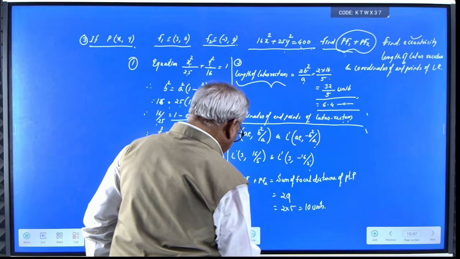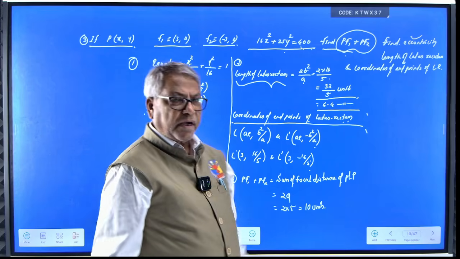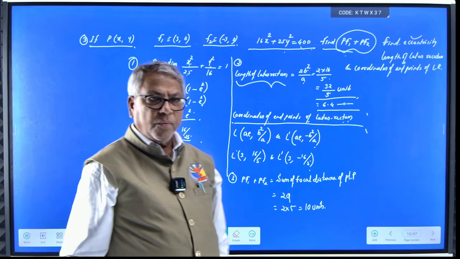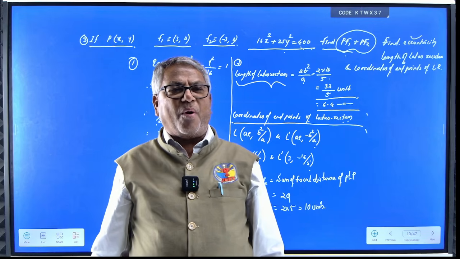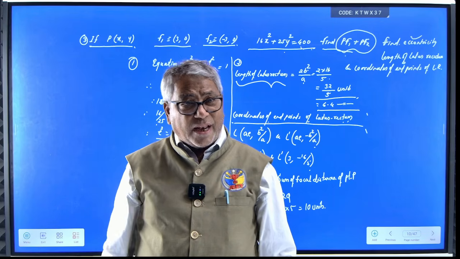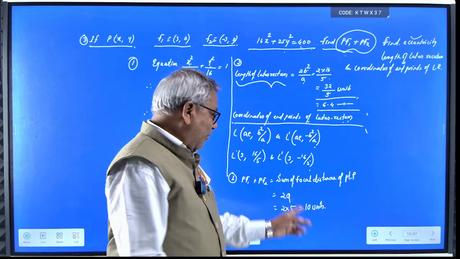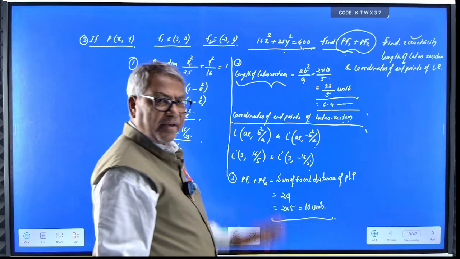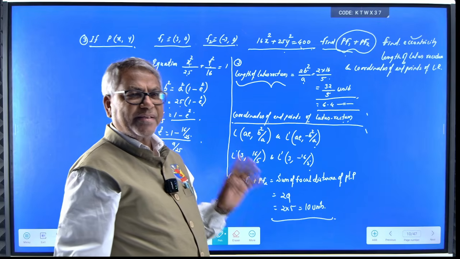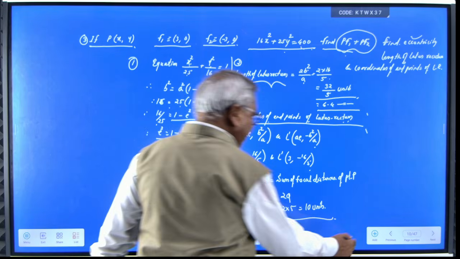PF1 plus PF2. What is that? The sum of the focal distances of point P. Just now we had the property here: the sum of the focal distances of any point on the ellipse is equal to the length of the major axis, which is 2a, equal to 2 into 5, equal to 10 units. Correct? For this, I have taken the example immediately on that particular part.